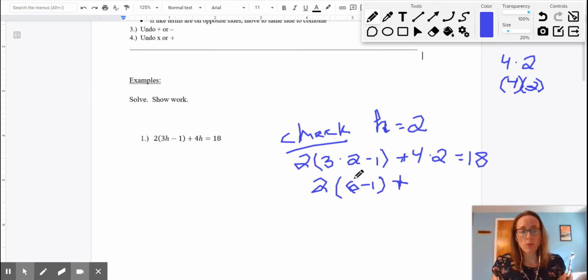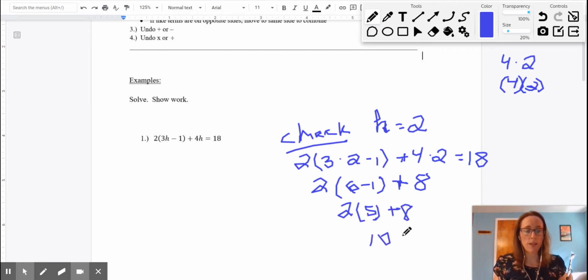Okay? So I'm going to go ahead and do this multiplication now. And then I'm still working inside the parentheses. I have 2 times 5. I have plus 8. And that makes 10 plus 8, which is indeed 18. I like to put a check mark. That's my style, to show that the 2 sides matched and we're good to go. We have a correct answer. All right, so that's our first example. Let me slide down to our next one.